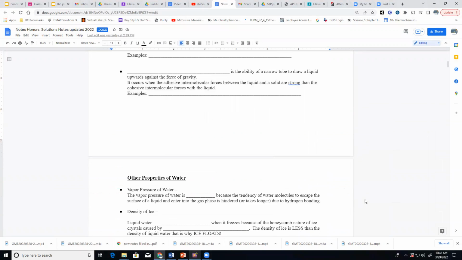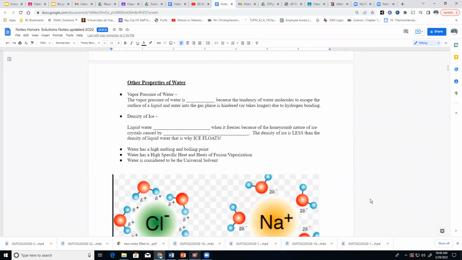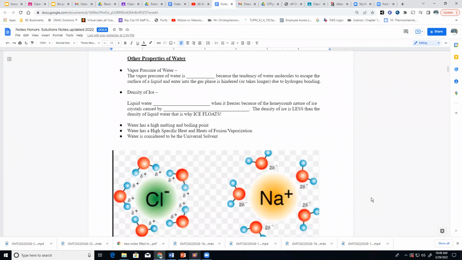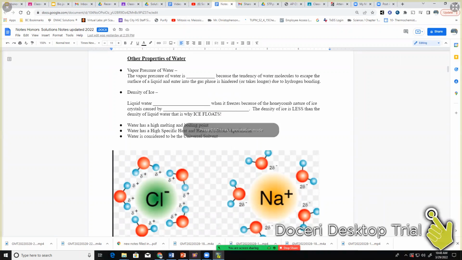So the next one is vapor pressure, which may be one that you're not real familiar with. And we use it just kind of in one area of our notes here on solutions. So the vapor pressure of water is low, because the tendency of water molecules to escape the surface of a liquid and enter into the gas phase is low because of the hydrogen bonding.